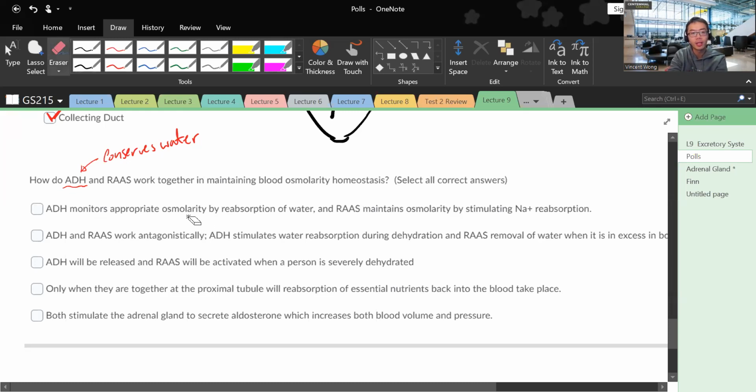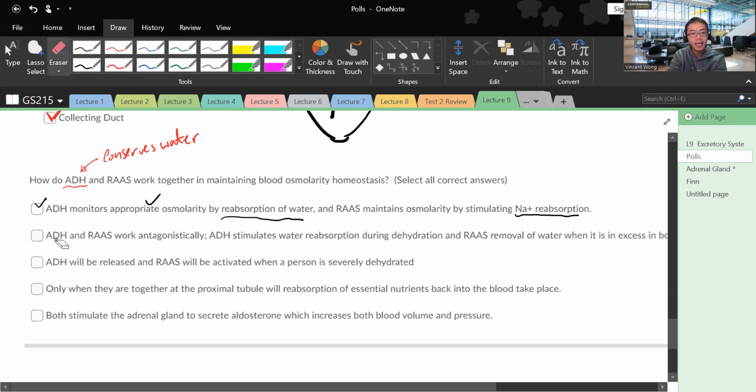ADH maintains appropriate osmolarity by reabsorption of water, and RAS maintains osmolarity by stimulating Na+ reabsorption. So both of these are actually correct, okay? You would reabsorb the water to conserve water, so that's correct. RAS will reabsorb Na+, that is also correct, right? By reabsorbing the Na+, you will increase blood volume and increase blood pressure, so that's correct.